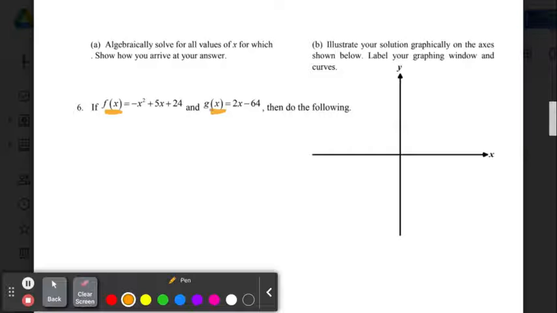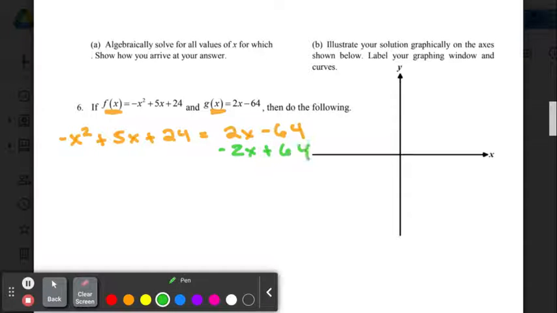So I'm going to set them equal to each other. Negative x squared plus 5x plus 24 equals 2x minus 64. Okay, we got an exponent. I'm going to set one side equal to 0. So I'm going to subtract 2x on both sides. And that goes away. I could have subtracted the other side, I'm just so used to bringing everything to the left. Plus 3x.